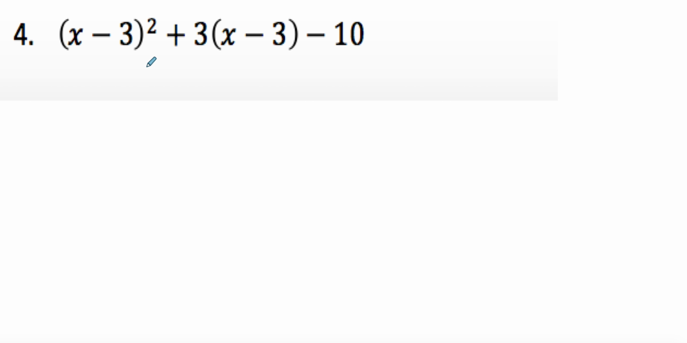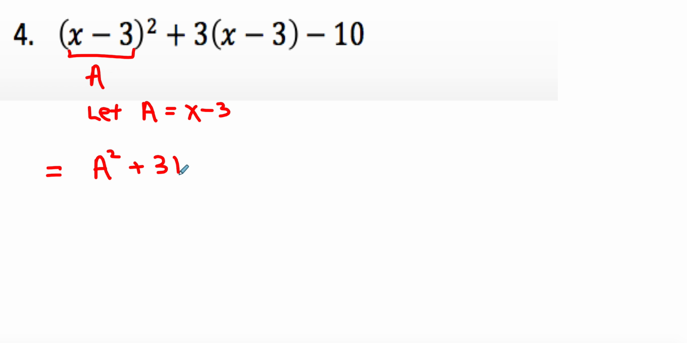Number 4. As you can see, we have x minus 3 in common. It was actually totally intentional. If you rewrite this one with a, it might be a bit easier for us to look at. Let a equal x minus 3. Then you see that this expression can be a squared plus 3a minus 10. Now this is much easier to factor because which two numbers multiply to negative 10 but add to 3? It's 5 and negative 2. So we get a plus 5 times a minus 2.